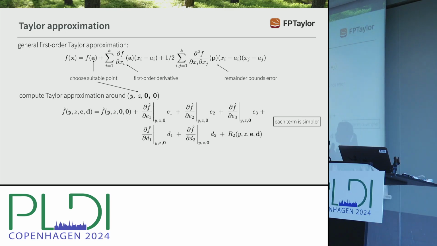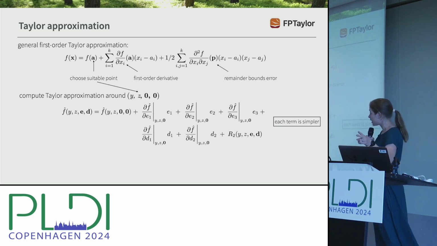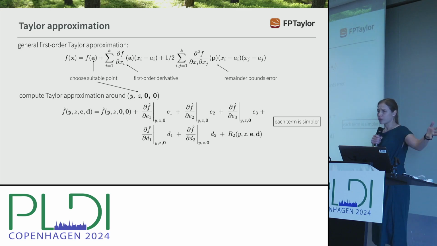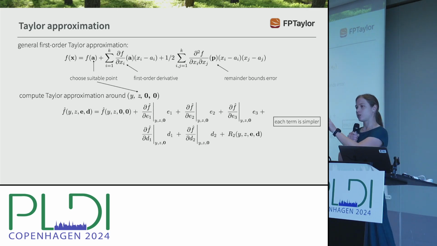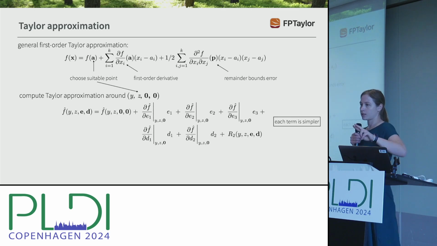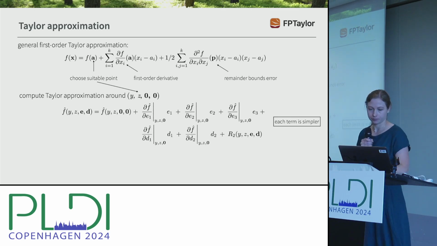So that's this one here. And then we have a bunch of terms. So this is the Taylor approximation for the running example. Now this looks really complicated, but it really helps us because each term itself is simpler, and we can look at each term separately. So this is how we get the simplification.